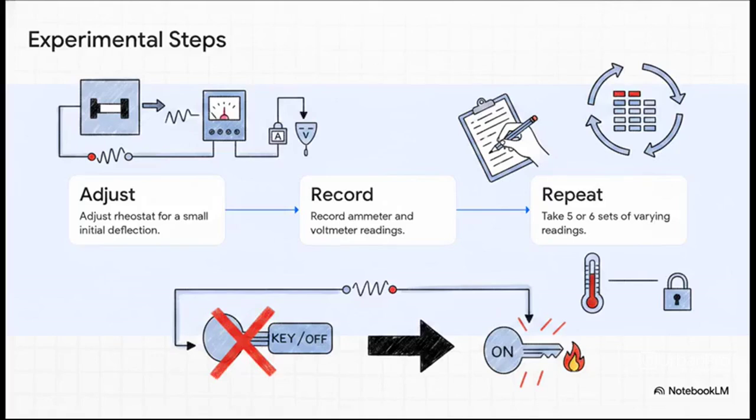So here is how you actually execute the experiment. First, adjust the rheostat slider to get just a small initial current reading and record both the ammeter and voltmeter readings at the exact same time. Then, you're going to gradually adjust that rheostat to change the current, taking multiple pairs of readings. You want at least 5 or 6 sets to get solid data.